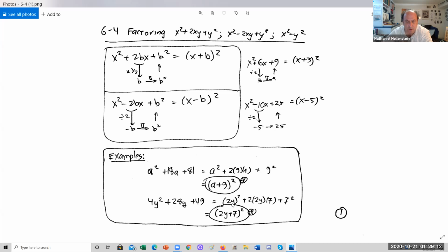4y squared is the square of 2y. 28y is twice 2y times 7. 49 is 7 squared. It's the right form, so it's the square of 2y plus 7. So here we're doing it not by the completing the square process, but by pattern recognition, which is a little bit more difficult.